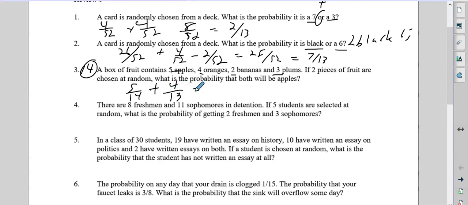Therefore, we end up with, I'm sorry, I don't know why I wrote plus. Brain's a little wonky there. We're multiplying on these, which gives us 20 over 182, or 10 over 91. Now, if it would have said an apple followed by an orange, or an apple and a banana, then it would have been 5 over 14 times 4 over 13, or 2 over 13, or 3 over 13 for plums. But since it was another apple, we have to take 1 fruit out and also 1 apple out. That's why the second one's 4 out of 13.